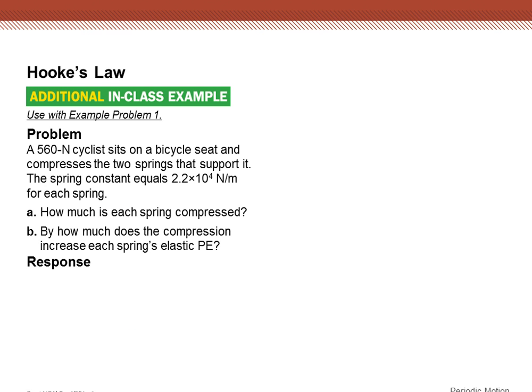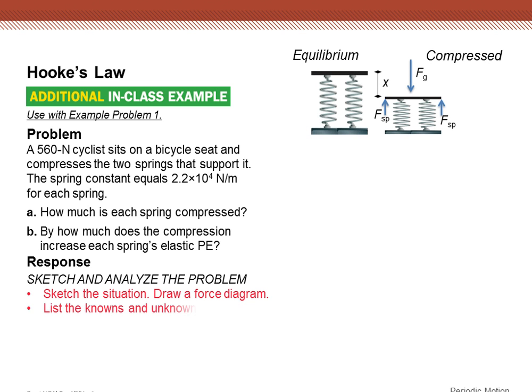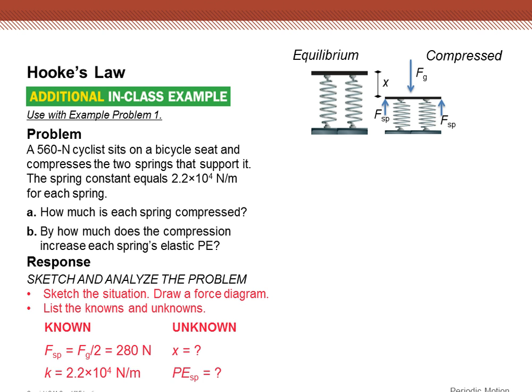We have a 560 newton cyclist that sits on a bicycle seat and compresses the two springs that support it. The spring constant equals 2.2 times 10 to the fourth newtons per meter for each spring. How much is each spring compressed, and by how much does the compression increase each spring's elastic potential energy? So let's take a look at the problem here, and we have two springs that we are compressing a distance x due to the force of gravity.